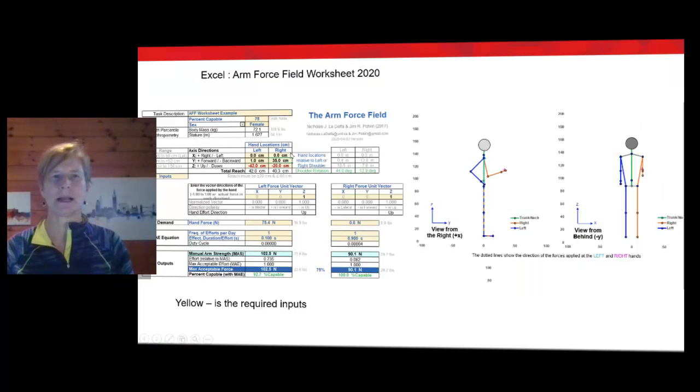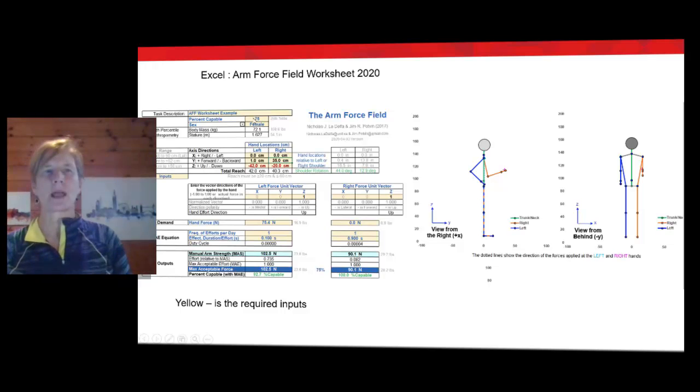As you see here, you've got all these yellow inputs. You must put an input into anything that is yellow, okay, or at least one line. So normally we would put 75% female, and it's percent capable, and our female, meaning that it is set up for the strength of the 25th percentile female. So we revert it to 75% of the female population would find this acceptable.